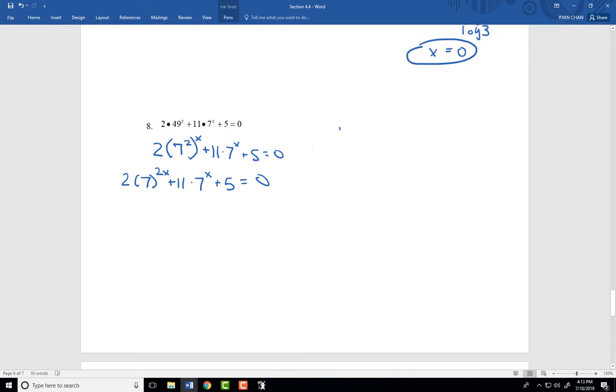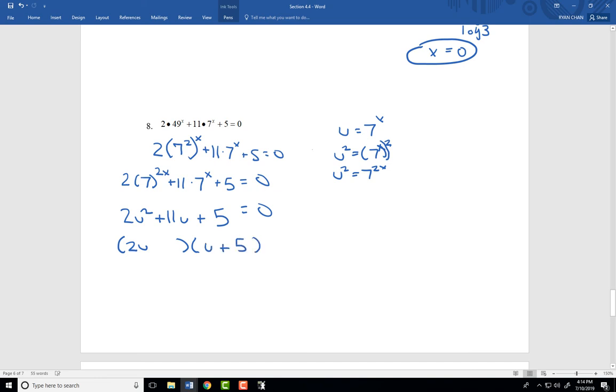So my u is going to be 7 to the x. Let's talk about why. Because if I square both sides, if you have power to power, you'll multiply. So u squared equals 7 to the 2x, which we do, and I have 7 to the x. This is what it's going to look like: 2u squared plus 11u plus 5. I'm going to factor this. This becomes 2u times u plus 5. So it's going to be 2u plus 1, u plus 5.